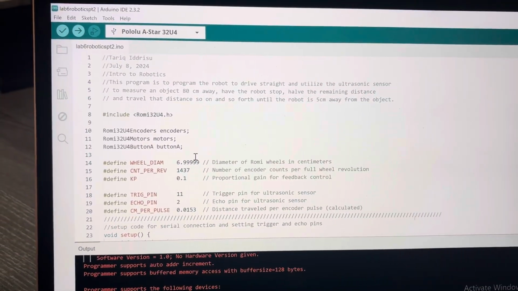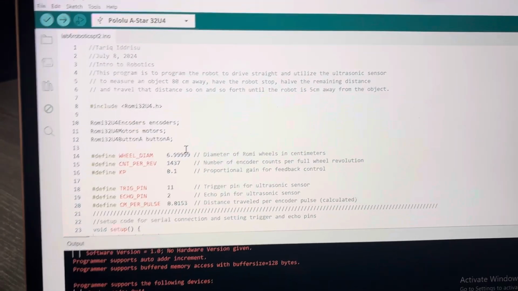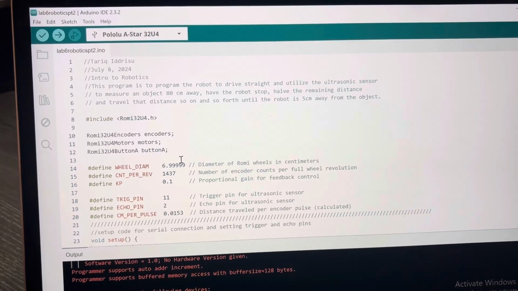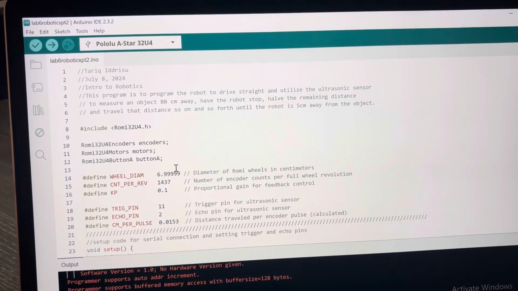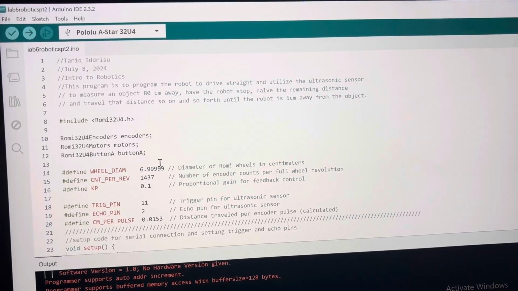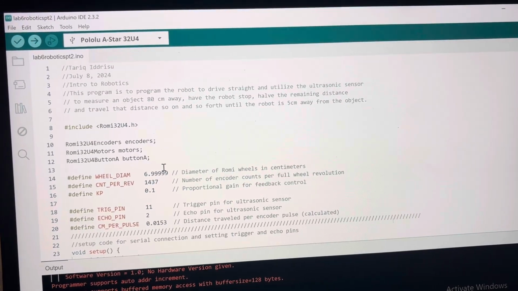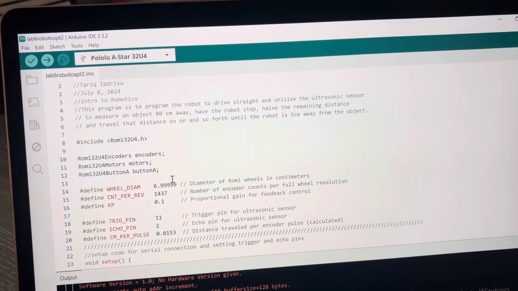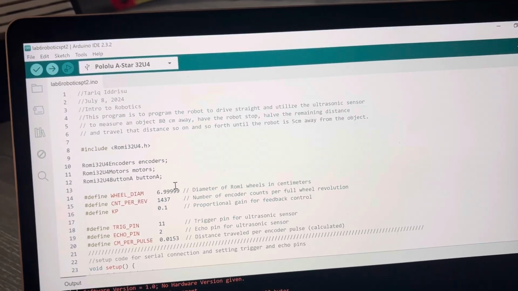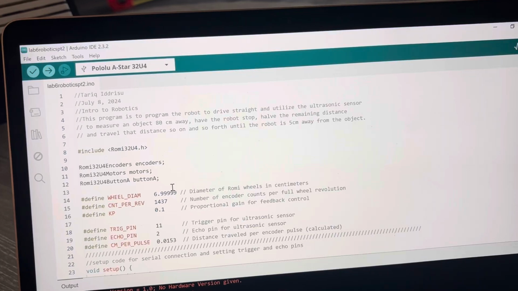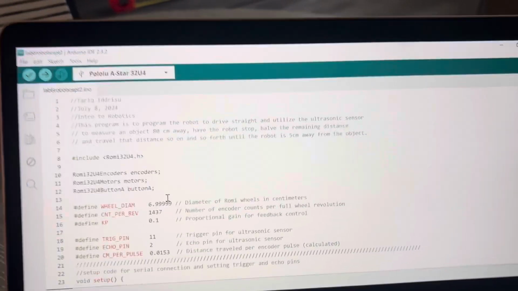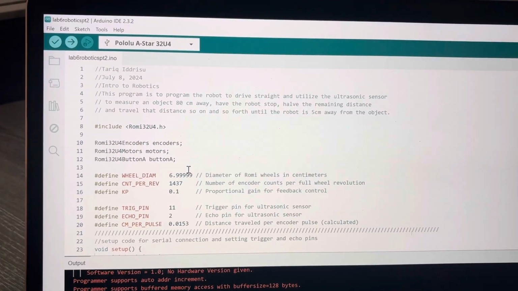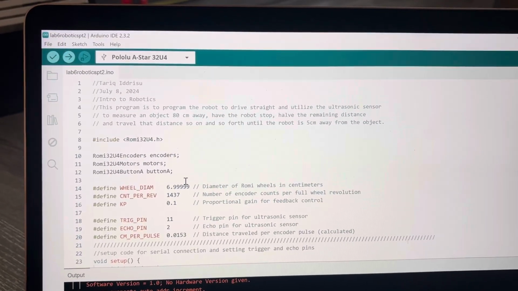For lab 6, code was to be written so that the robot would drive straight, and utilizing the ultrasonic sensor, it would detect an object 80 centimeters away, and then stop. Then it would halve the distance remaining, drive that distance, halve it again, drive it, and so on and so forth, until the object is 5 centimeters away.